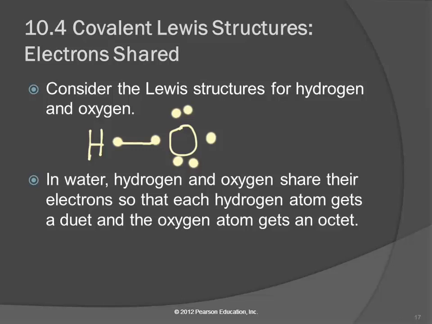So what's going to happen is we're going to have another hydrogen atom over here with 1 valence electron, and these guys are going to share. So now the oxygen has a total of 8 valence electrons, including the ones that it's sharing with each hydrogen. Each hydrogen counts 2 valence electrons. So they share their electrons. The hydrogen atoms get a duet, and the oxygen atom gets an octet. Any questions?